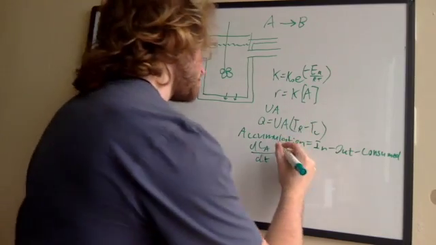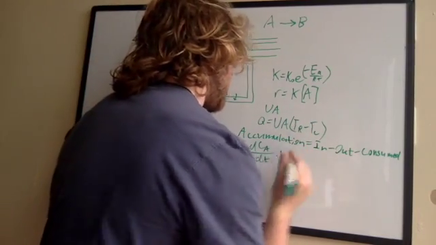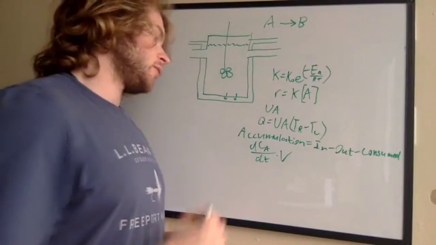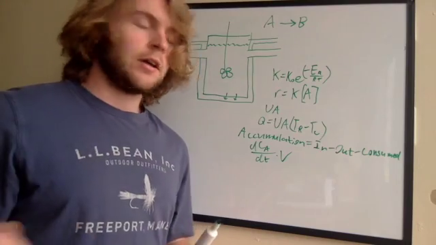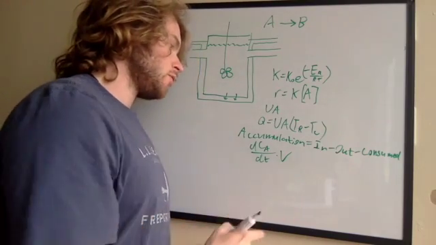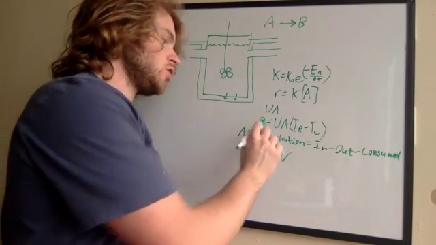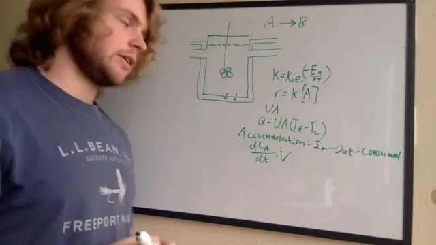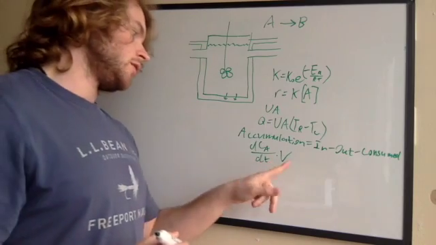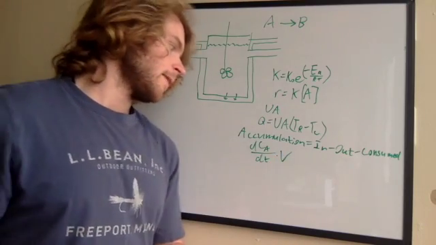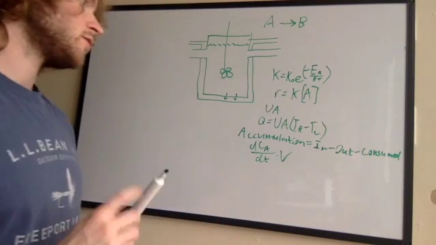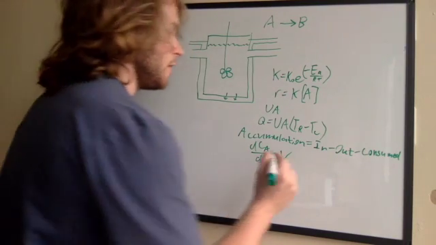We do need to multiply this by the volume. That is because concentration is in moles per liter, right? And we want to get rid of that per liter so we can just get the moles because accumulation is just a mass, all right? It's not a mass per liter. So to make the units right, we do need to multiply this by the volume. This is just going to give us moles on this side, right? That's what we want. That makes the units all match up.